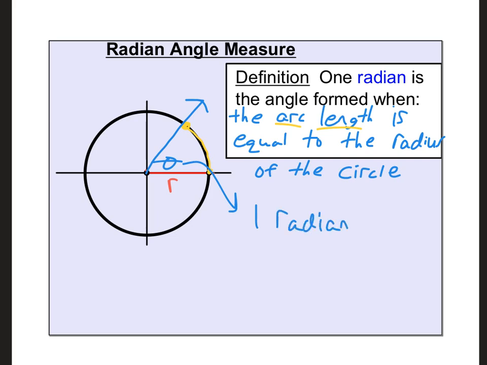Okay, so if you think about in degrees, that angle is around 60 degrees. We'll see exactly what it is. It's actually a little less than 60 degrees. But that is the visualization. That is what 1 radian actually equals.